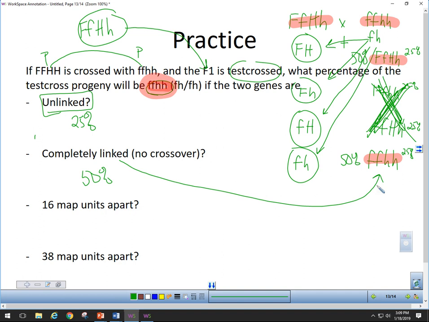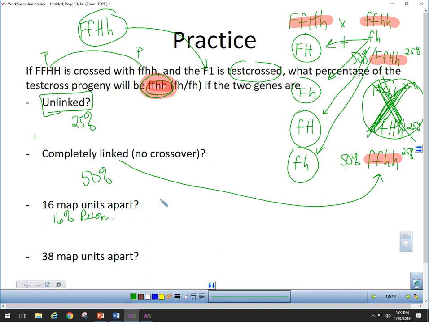Now, what percent is this if there's 16 map units apart? Watch how I'm going to do this. If there's 16 map units apart, that's 16% recombinance. Watch what that means. Go back over here. 16% recombinance are these ones I crossed out. Well, if 16% are these, then I have to figure out what percent are these other ones out of 100.